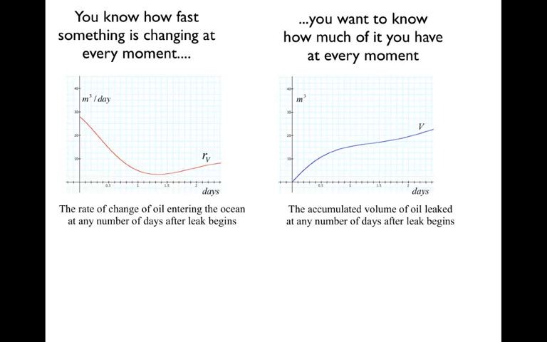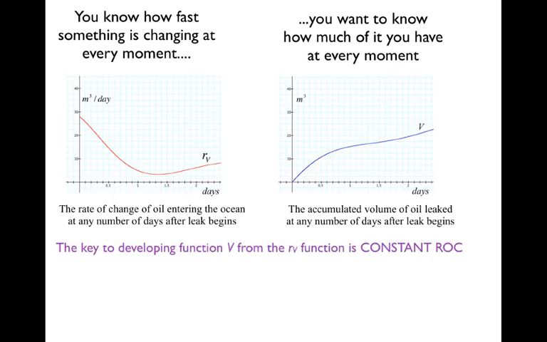So you know how fast something is changing at every moment. You know how much of it you have. You want to know how much of it you have at any moment. This is the process that we're on. Okay? And the key to this whole thing is constant rate of change. That's why we worked on it for so long and so hard at the beginning of the course.